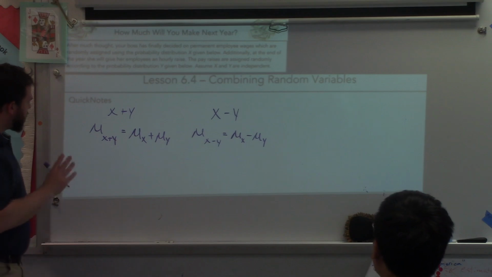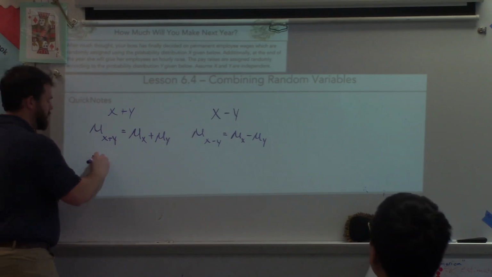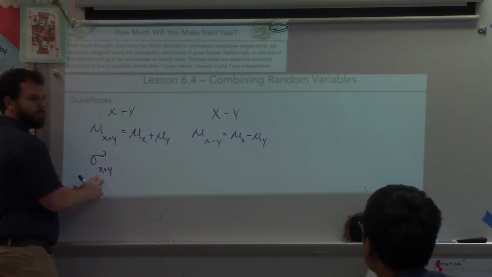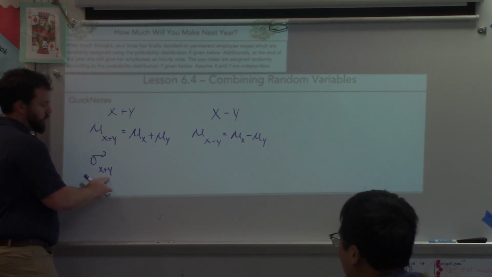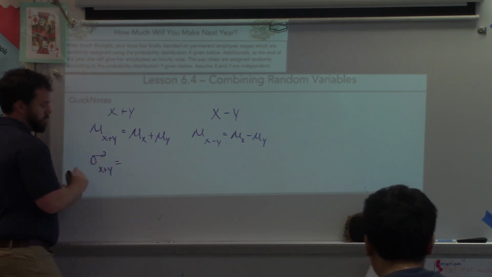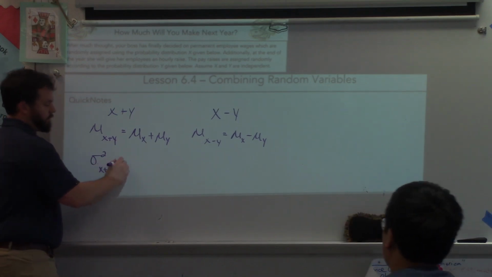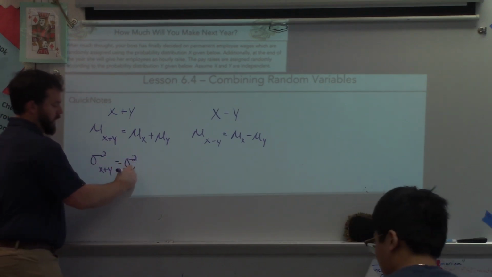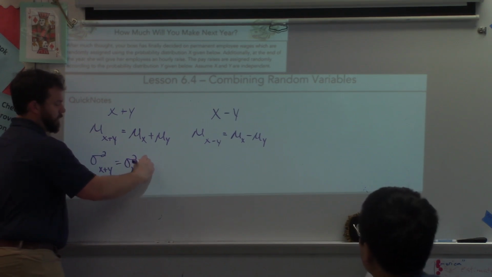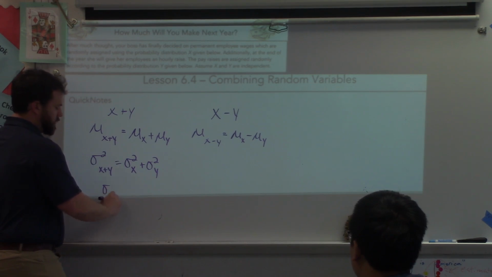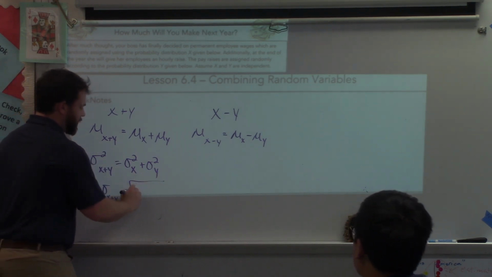So what's the variance of X plus Y? Even if it was like negative, you still add. Yeah, add everything. The variance of X plus the variance of Y. And so the standard deviation is just the square root of those two.